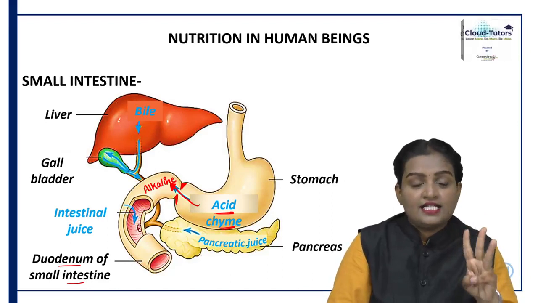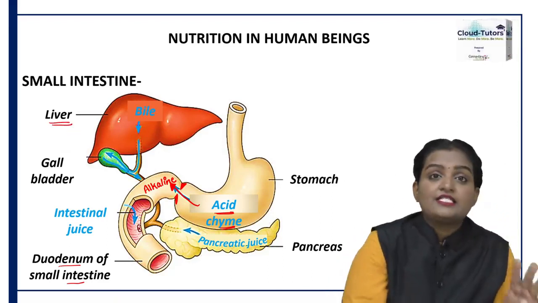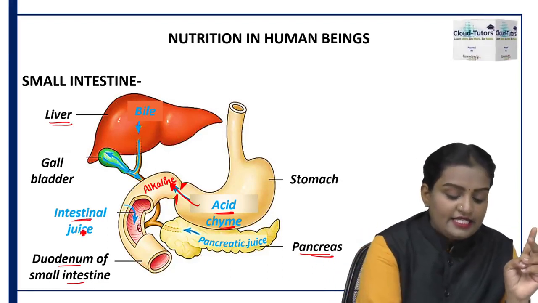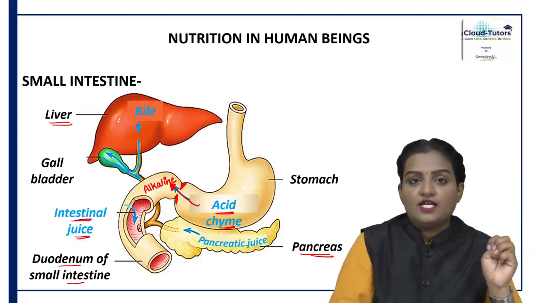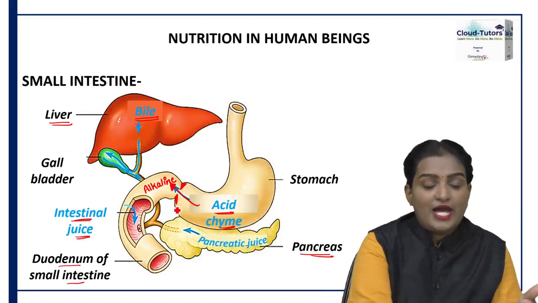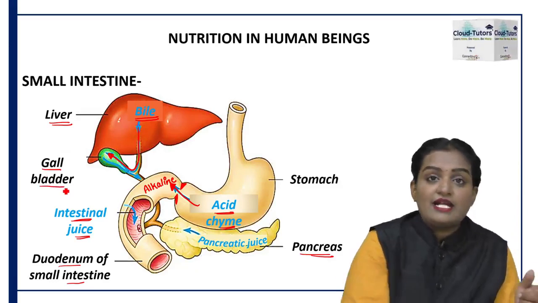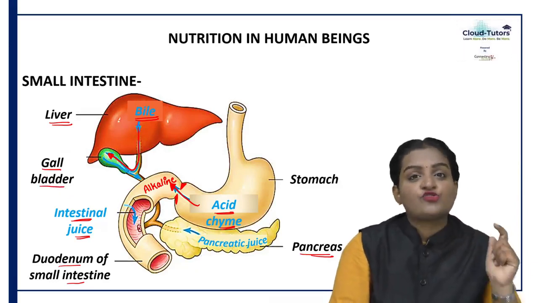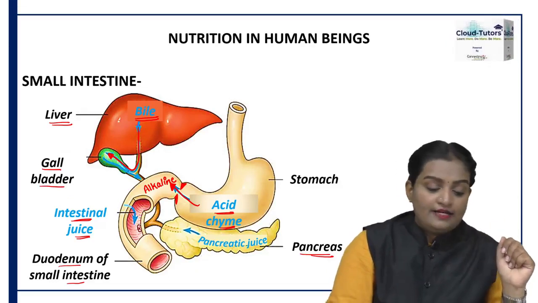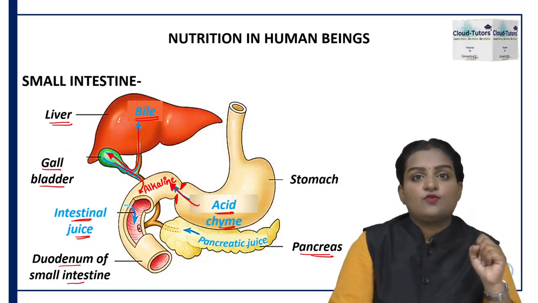So the three secretions that occur in the small intestine: one is from the liver, second one is from the pancreas, third one is the intestine itself, which will release certain secretions. So the liver will secrete a secretion known as bile, which will be stored in the gallbladder. So the gallbladder is a storage organ for bile. Now once the food has entered the duodenum, the gallbladder will release the secretions into this duodenum.